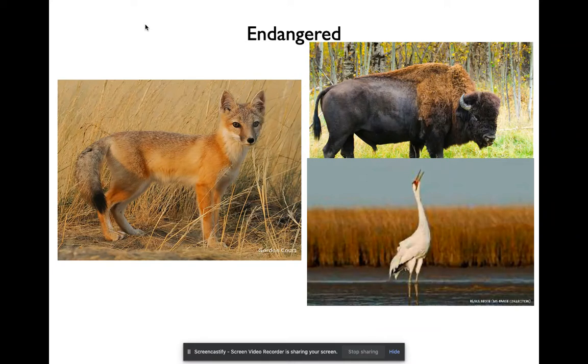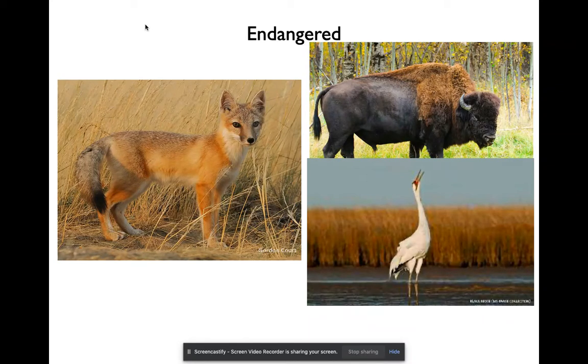And the bottom right is a whooping crane. We have sandhill cranes that are a little more common. They are brown in their color, but a whooping crane is white. And it does make quite the sound, as it has its name for. So those are endangered species.